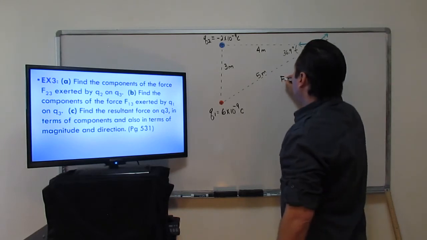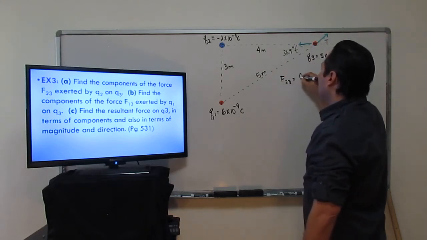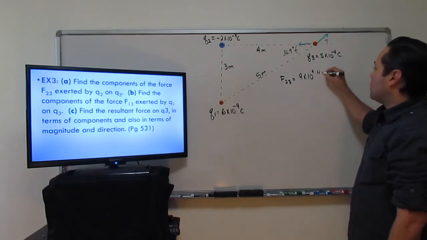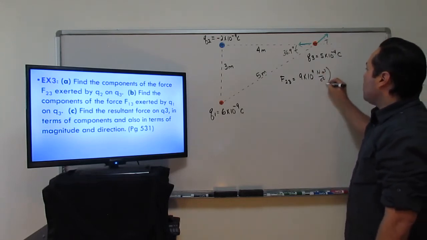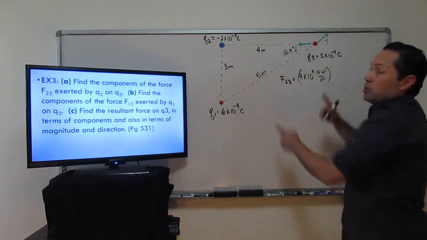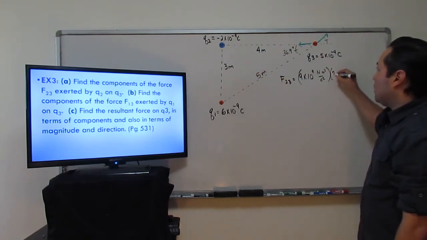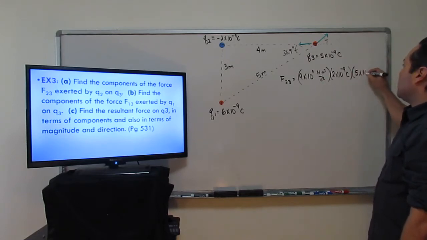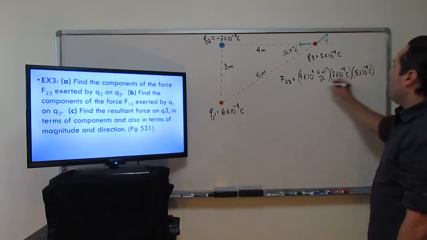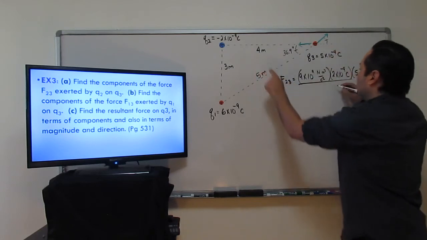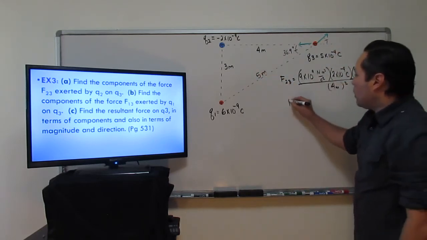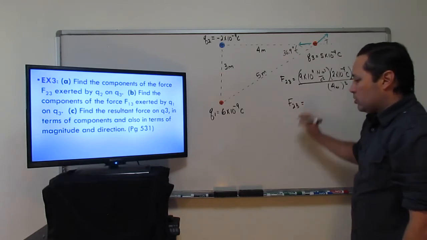So it's going to be the force between 2 and 3 is equal to the constant for Coulomb's law in newtons times meter squared over coulomb squared, multiplied times their charges, and remember use absolute values, so it's going to be 2 times 10 to the negative 9 coulombs, multiplied times 5 times 10 to the negative 9 coulombs, all of it divided by the distance between them, which is 4 meters, and that is squared.